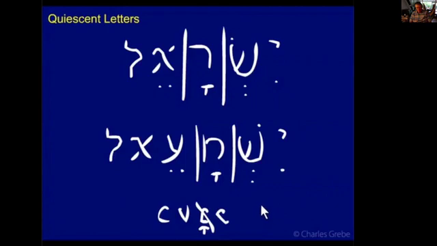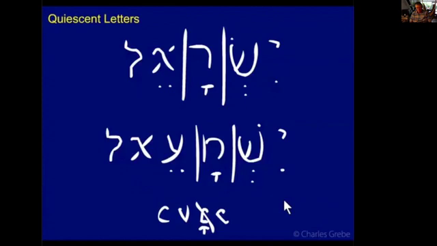Now, you can often tell a quiescent aleph because it won't have a vowel under it. Notice this one has a vowel under it, this one doesn't. So if you see an aleph without a vowel under it, particularly if it appears to be in the middle of a syllable, or sometimes at the end, then you probably have a quiescent aleph.